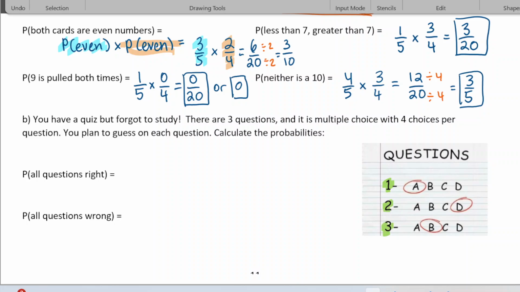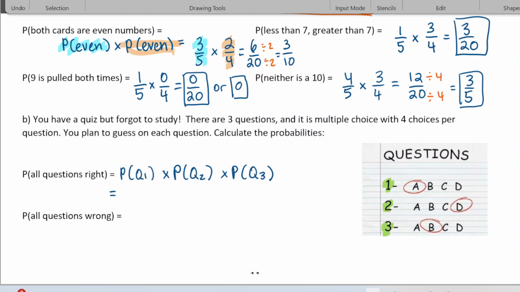You've got 3 questions. There's 4 choices per question. And you're just going to guess because you haven't studied. So you're going to guess randomly. What are the chances you get all correct? So you get 100% on this 3-question quiz. The chances are probably a lot lower than you think they are. So what we want to do, if we get them all right, that's the same as saying question 1 correct times the probability of getting question 2 correct times the probability of guessing question 3 correct, because all 3 of those things have to happen.